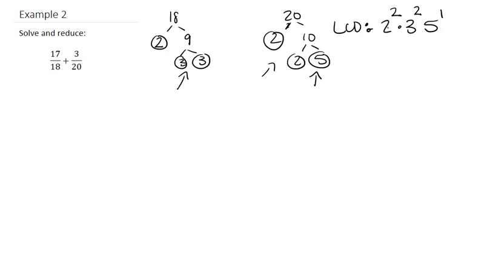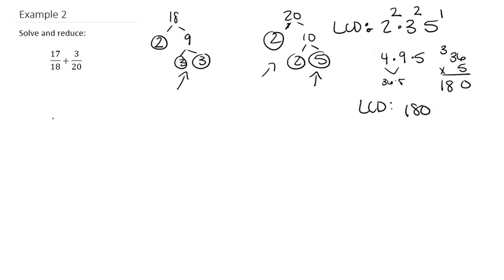So when we multiply this out, we have 2 times 2, so that's 4. 3 times 3 is 9, times 5. So now we go 4 times 9, which is 36. We're going to multiply it by 5. So 36 times 5. So 6 times 5 is 30, carry the 3, so it's 0. 5 times 3 is 15, plus 3 is 18. So we get 180. So our least common denominator is 180.